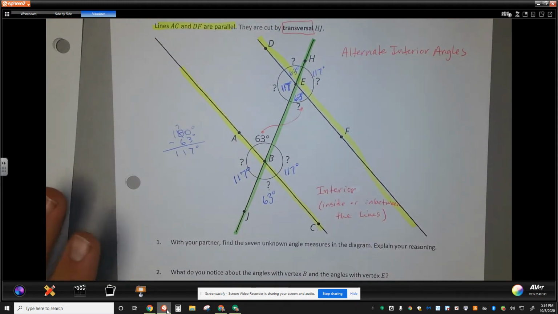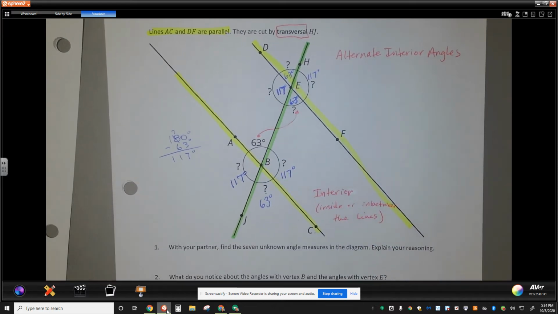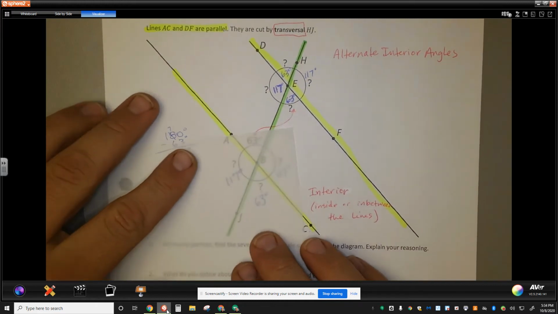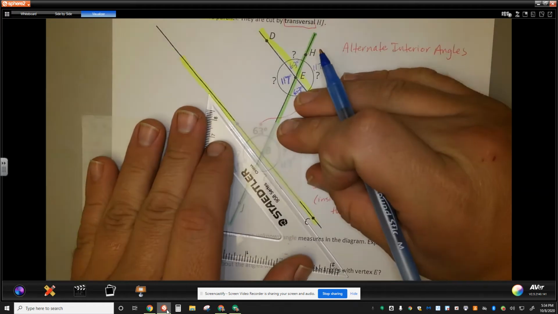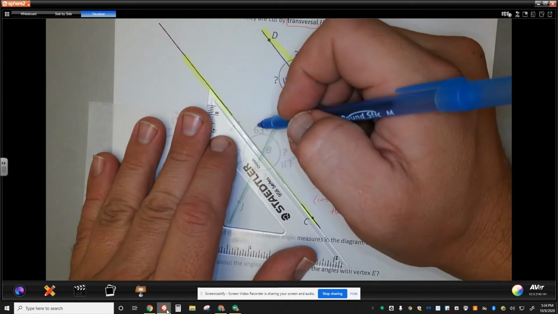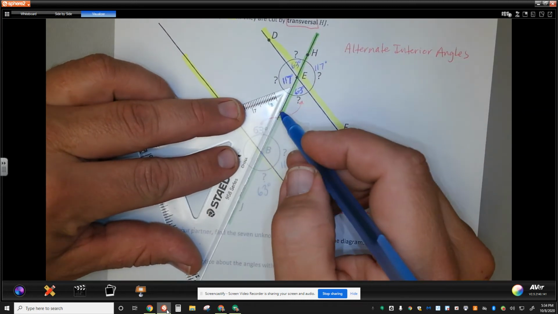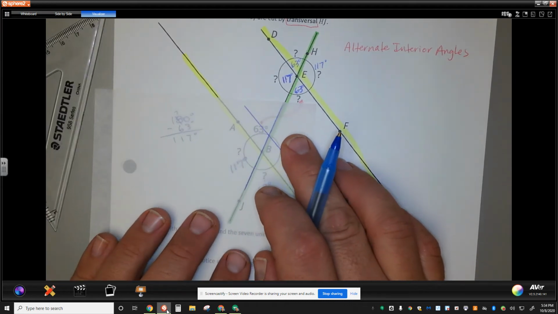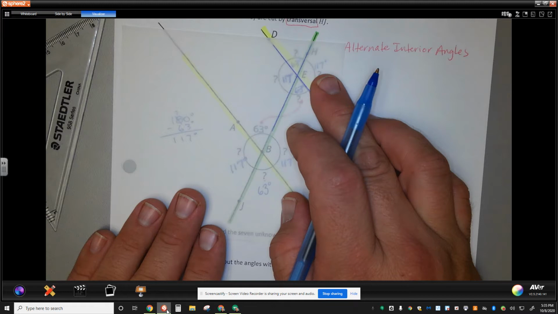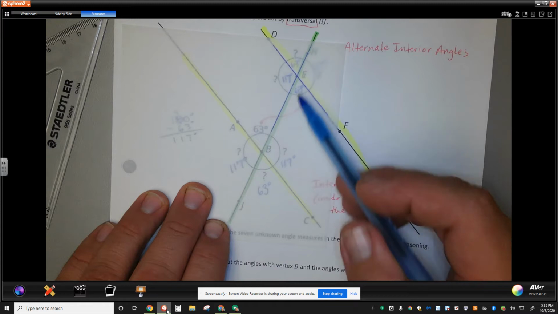Okay, so what do you notice about the angles with vertex B and the angles of vertex E? Well, we should notice that they are equal in measure, and we can actually see that when we take our little patty paper here, and if we take the intersection through vertex B, or through point B, and we translate that intersection straight up to the other intersection, we see that we have the exact same relationship going on between both angles.